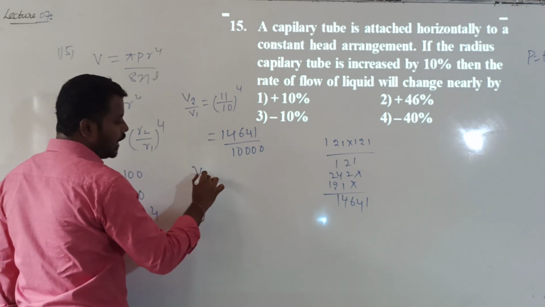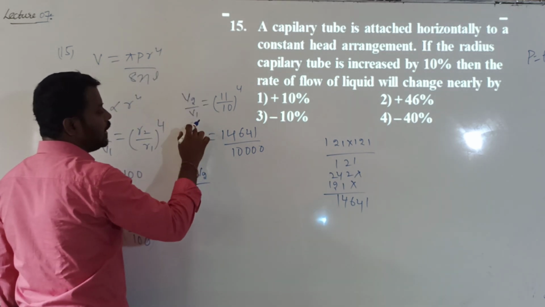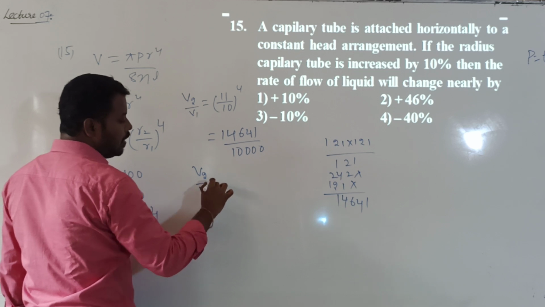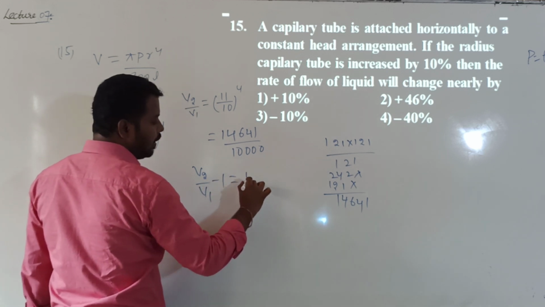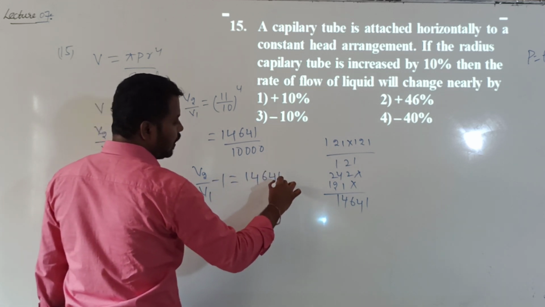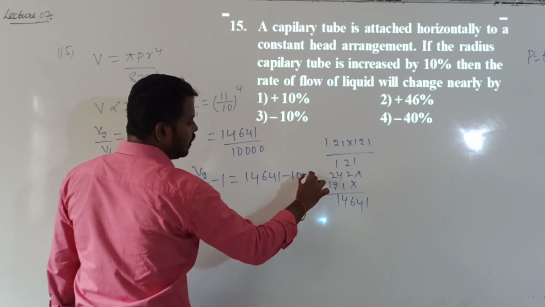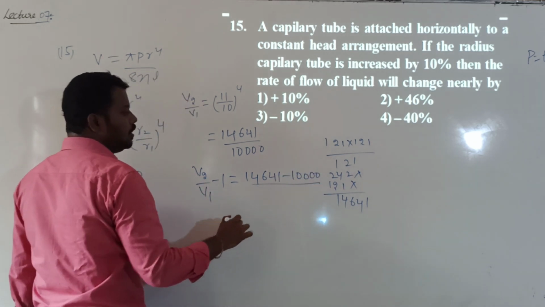Okay. Now I want to calculate the percentage of increase in V2. So that is V2 by V1 minus 1, which is given by 14641 minus 10,000 divided by how much? 10,000.